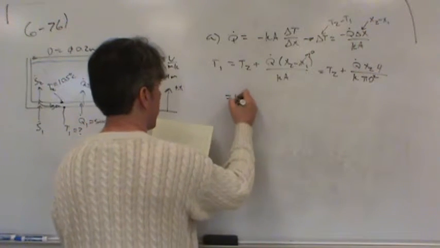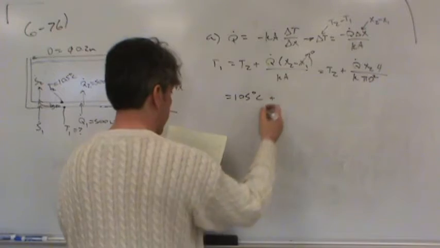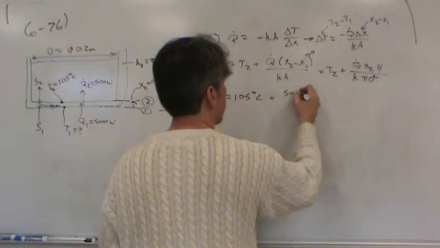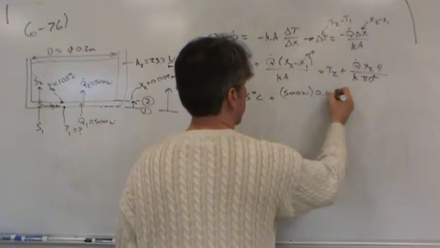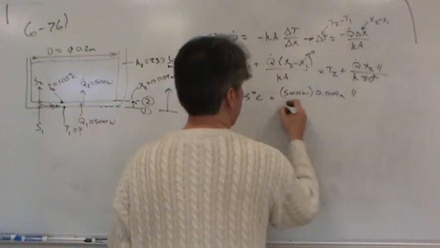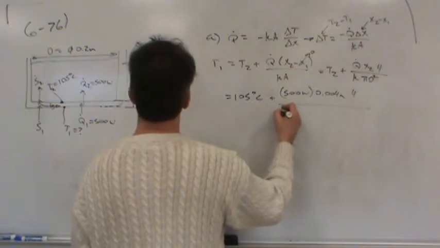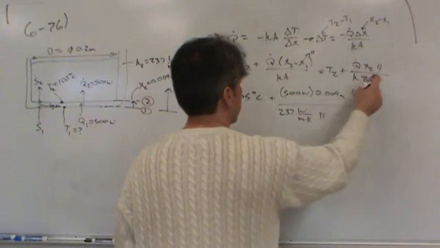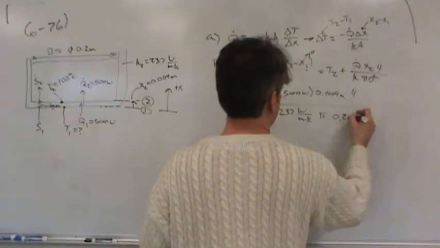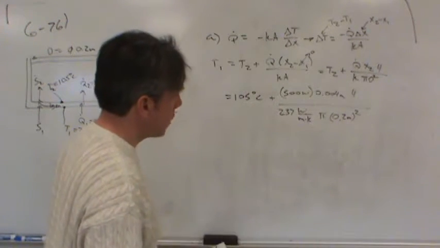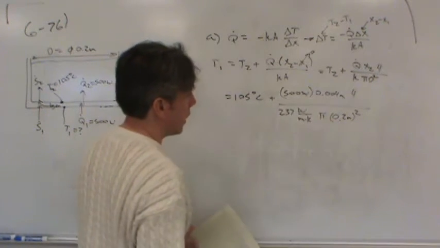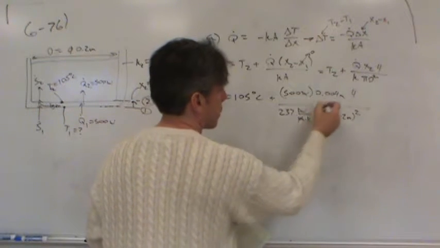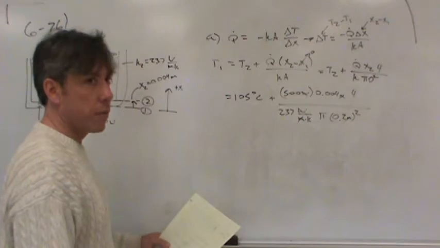Okay, so plugging in the numbers, 105 degrees Celsius, plus, let's do it in order, Q dot 500 watts times 0.004 meters for X2 times 4 divided by K, 237 watts per meter per Kelvin, divided by pi, divided by D, 0.2 meters squared. What kind of units will we get? Let's see. Watts go away. This would be meters squared, and this is meters squared, so the meters all go away. And we're just left with Kelvin.